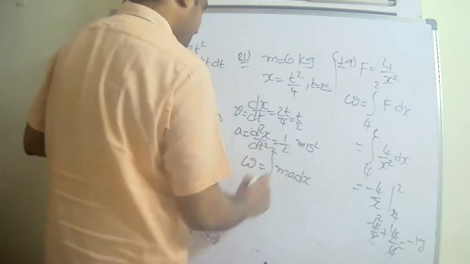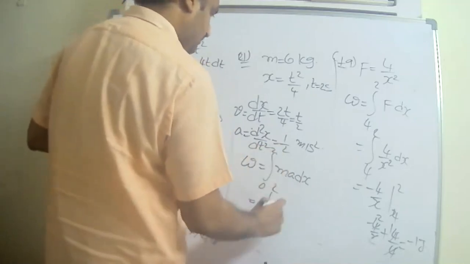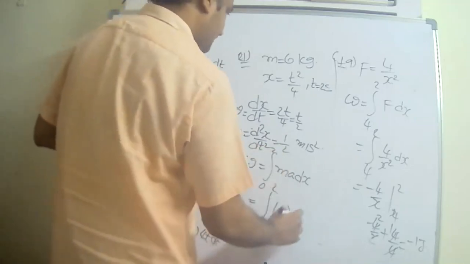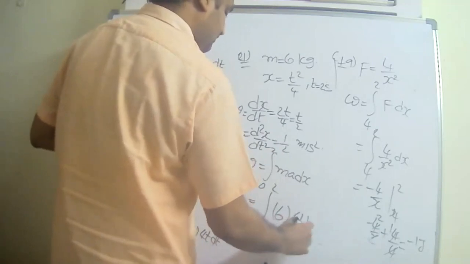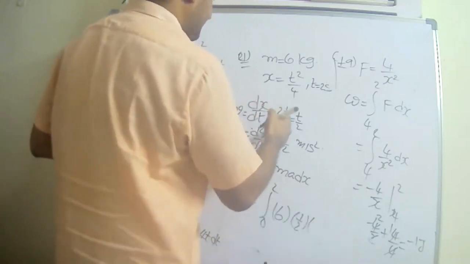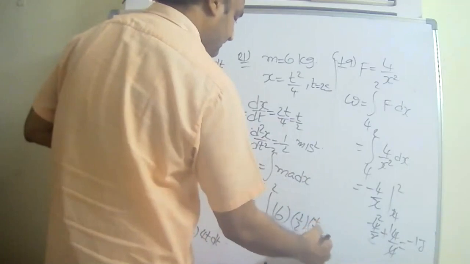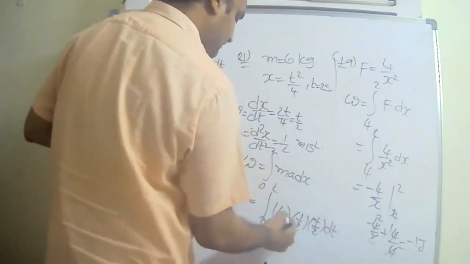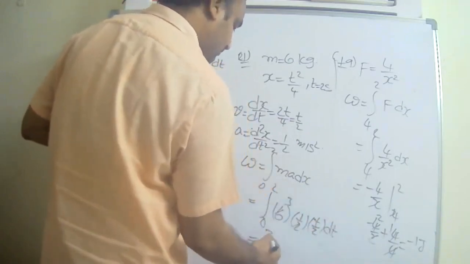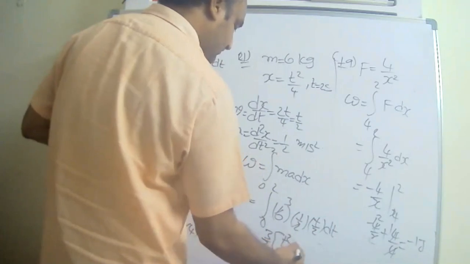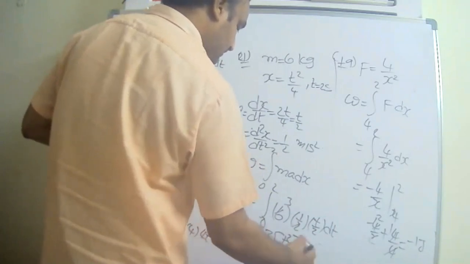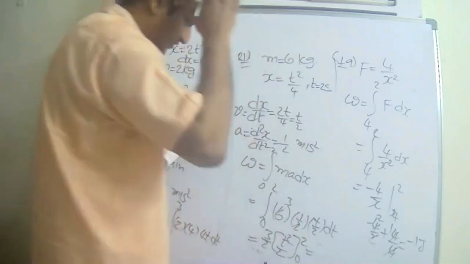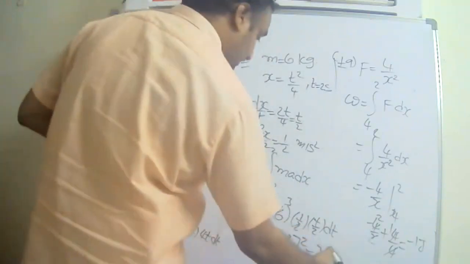0 to 2. So 0 to 2, what mass is given? 6, times 1/2, dx, where dx is equal to t by 2 into dt. So 3/2 times t square by 2 from 0 to 2, that is t square is 4, so we get 3 joules.